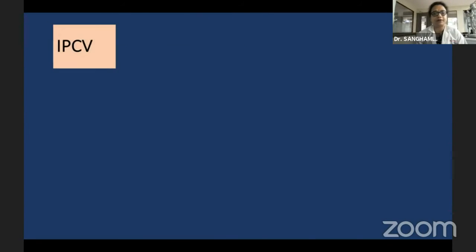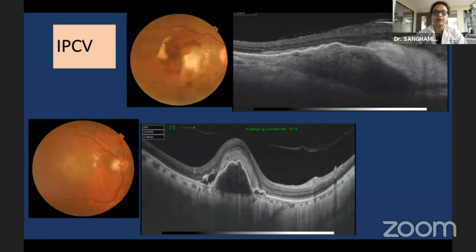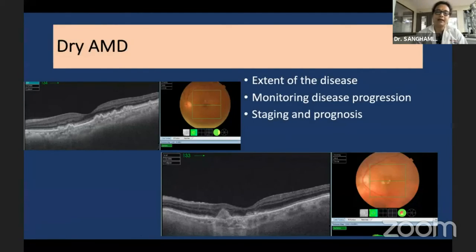In case of idiopathic polypoidal choroidal vasculopathy, it tells us whether it's hemorrhagic, or in this case, there's a large PED with a double hump sign along with adjoining hemorrhages, which tells us that the patient needs treatment. In case of dry AMD, it tells us about the extent of the disease, monitoring the disease progression, staging and prognosis. In the first case, you can see the exudative materials are free of the macula, so the patient will have a very good vision. Whereas in this case, the exudative materials are banked on the central posterior of the macula, so this patient definitely will have a lesser amount of vision.